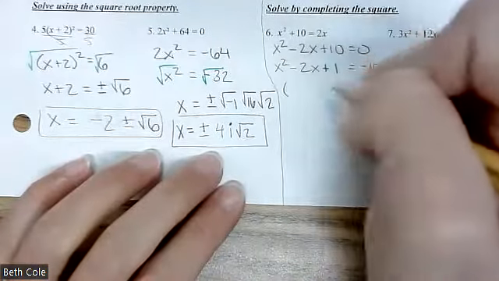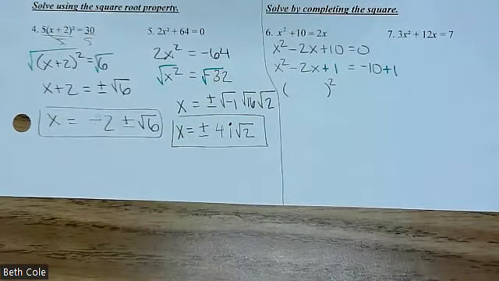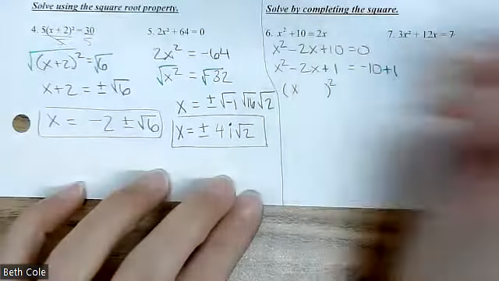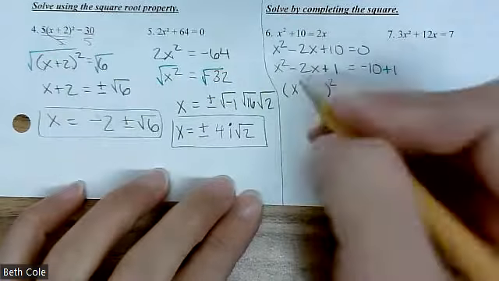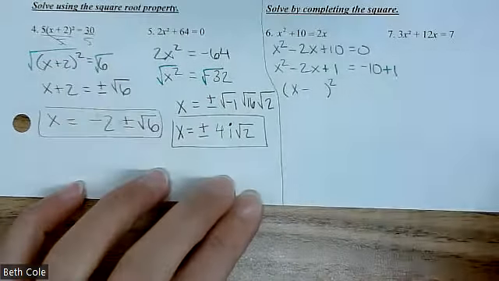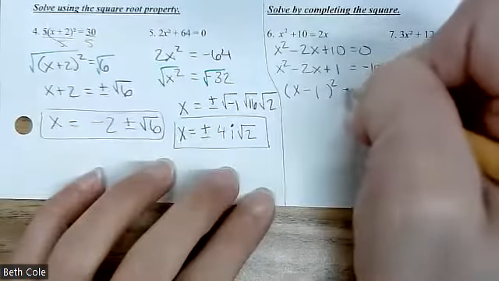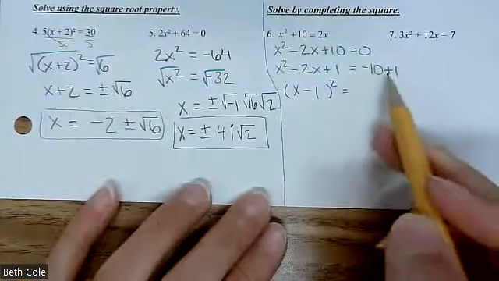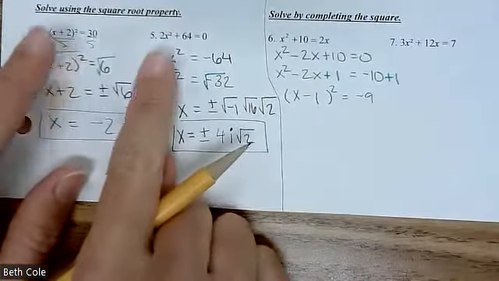So the whole point is now you can write it as something squared. Write it as blank squared. What goes in the blank? x. Minus, good, because it's going to match whatever's here. 1 squared is 1. Equals, and then what do we have on this side? Negative 9. Now it is exactly like questions 4 and 5.